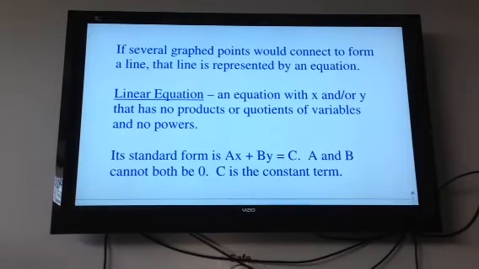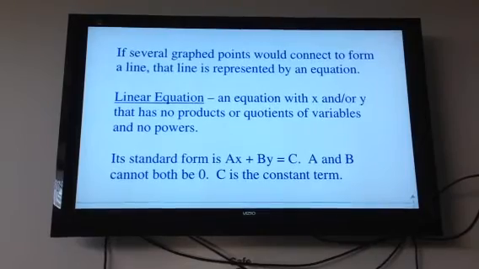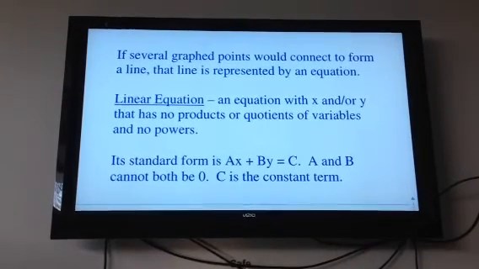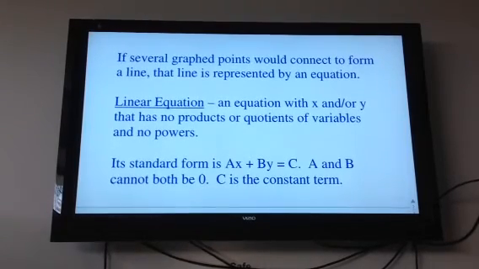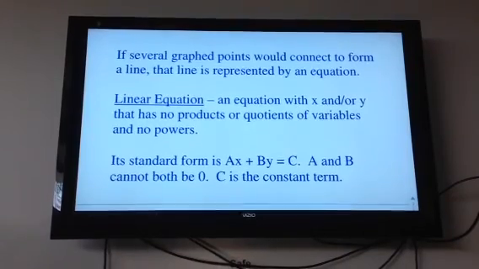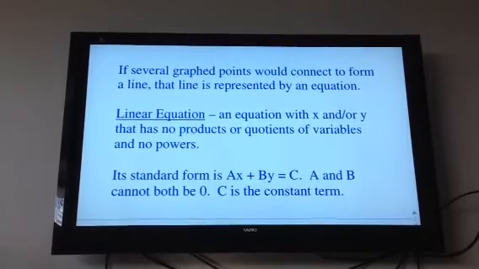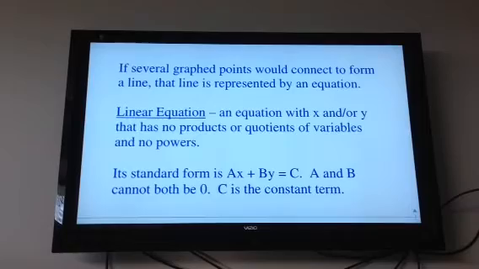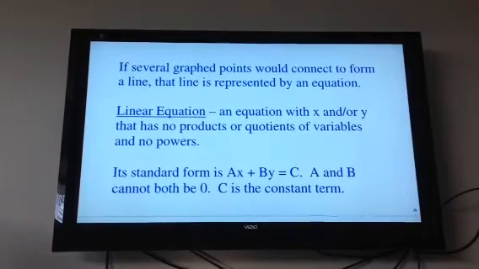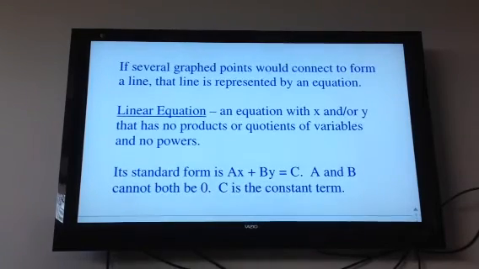We are working in Goal 7 strictly with linear equations, equations of lines. If we graph several points and they connect, we get a line. Every graph has an equation associated with it. Every single graph has an equation with x's and or y's associated with it. We're going to be working strictly with linear equations, as I said. This is an equation with x and or y that has no products or quotients of variables and no powers.